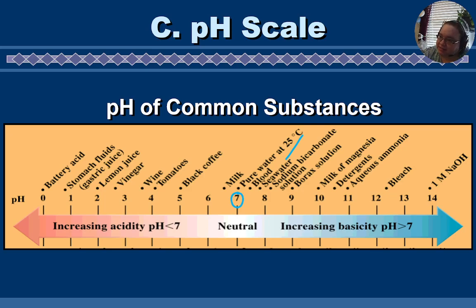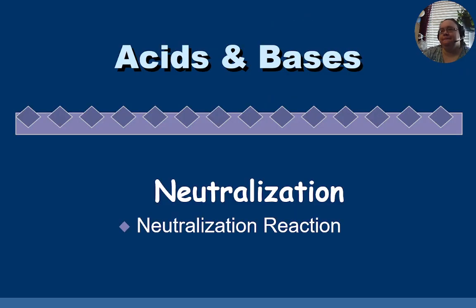For our bases, you've got blood, seawater, sodium bicarbonate. That is baking soda solution. Borax, that's a cleaning salt. Milk of magnesia, that's the other name. That's something that you consume when you've got acid reflux or an upset stomach. Detergents, ammonia, those are all examples of weak bases. Some strong bases, bleach and sodium hydroxide, NaOH. Those are both strong bases.